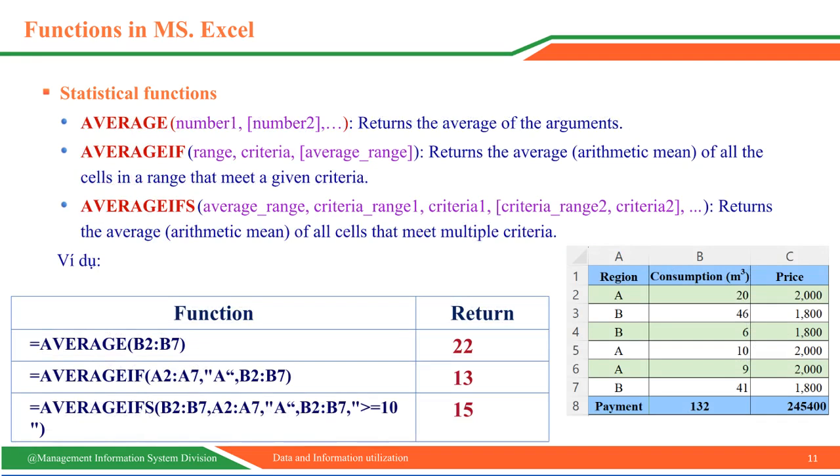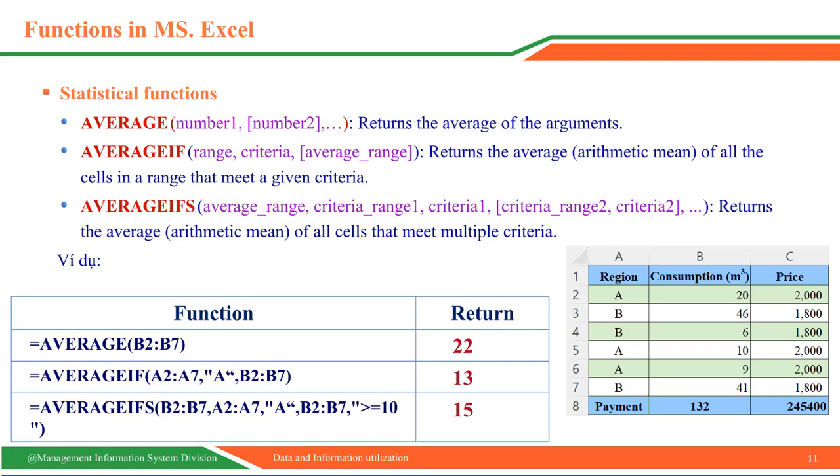Statistical functions for average values are similar to the previous ones, such as average calculates the average value. Averageif calculates the average based on a single condition. Averageifs calculates the average based on multiple conditions. Examples: average B2 to B7 returns 22.